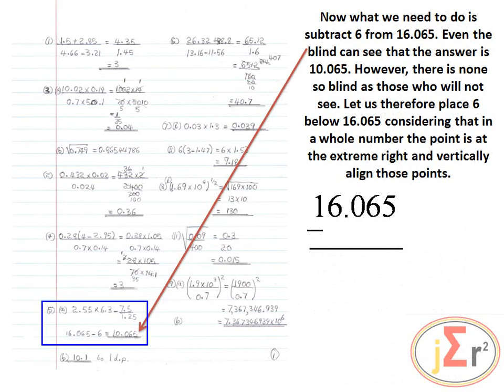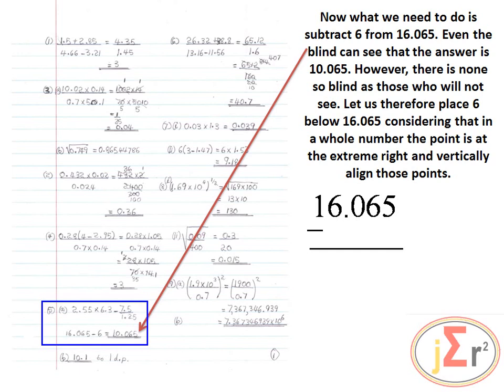Now, what we need to do is subtract 6 from 16.065. Even the blind can see that subtracting 6 from 16 is 10. Therefore, subtracting 6 from 16.065 should be 10.065. However, there is none so blind as those who will not see.